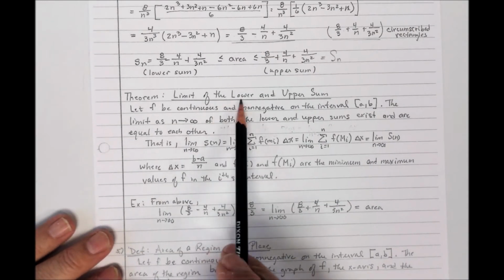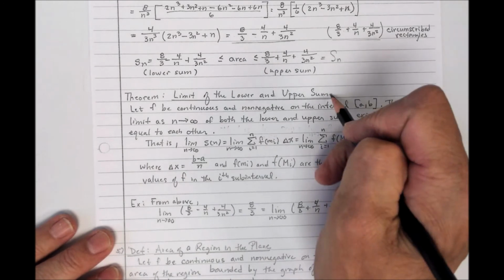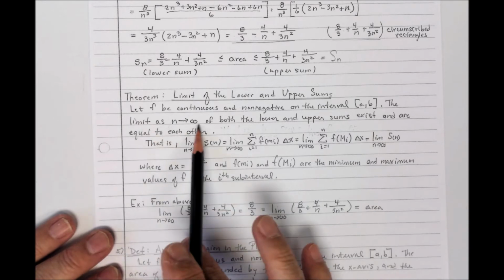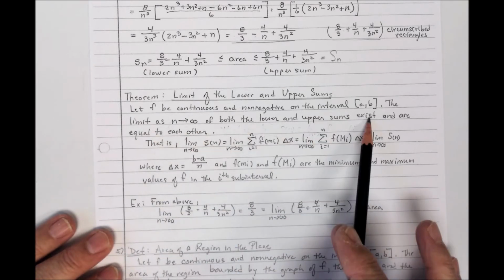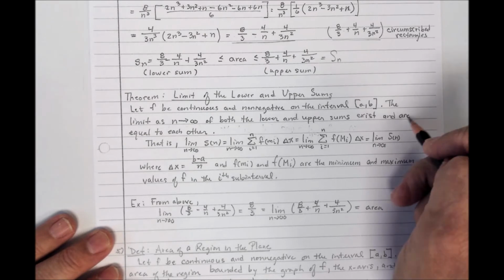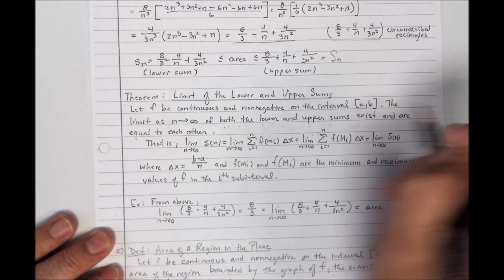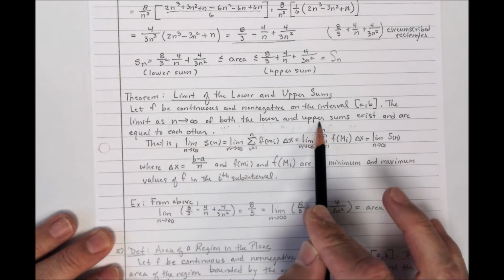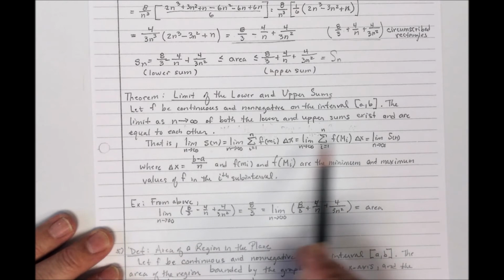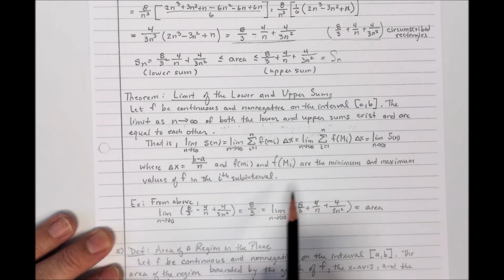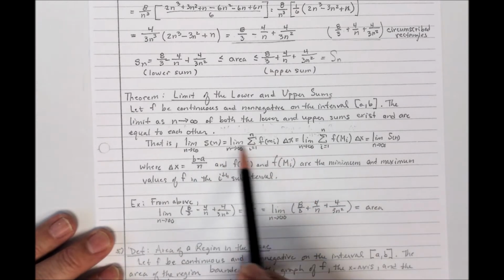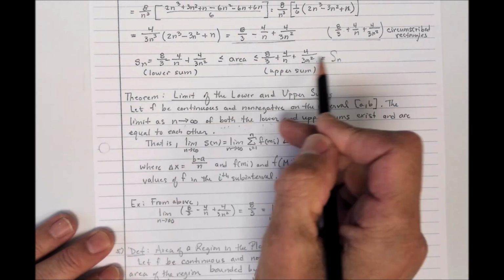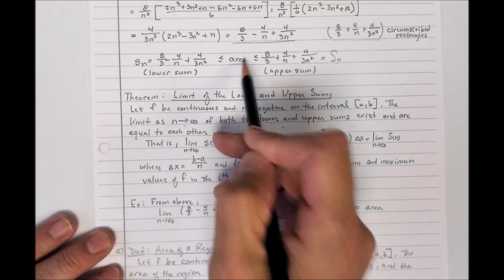The theorem of the lower and the upper sums. Let f be continuous and non-negative on an interval from a to b. If the limits as n goes to infinity of both the lower and the upper sums exist and are equal to one another, then this would give you the exact area under the curve. It has to be in between them. Well, if they have the same limit, then the area is going to be that limit.